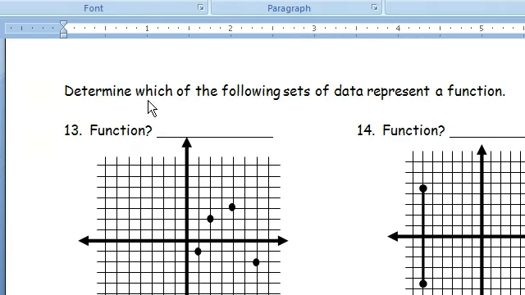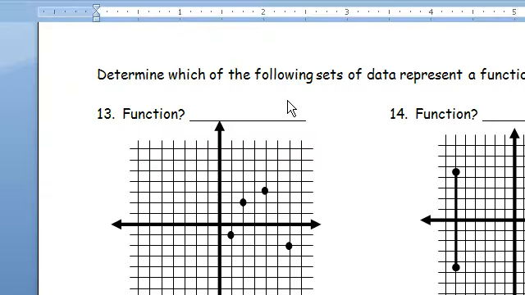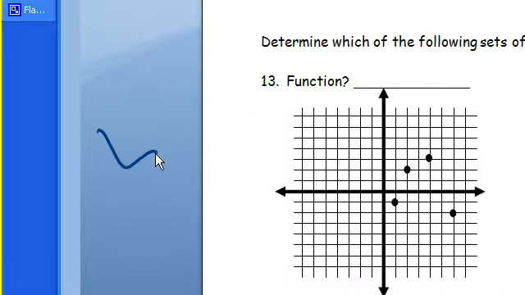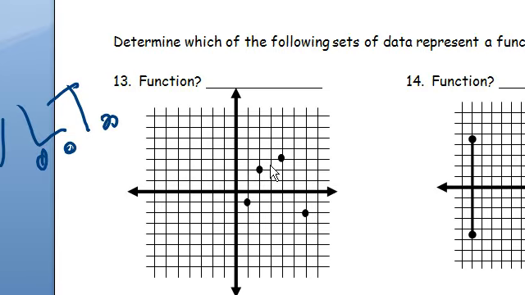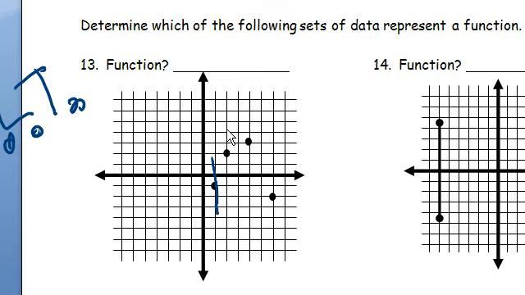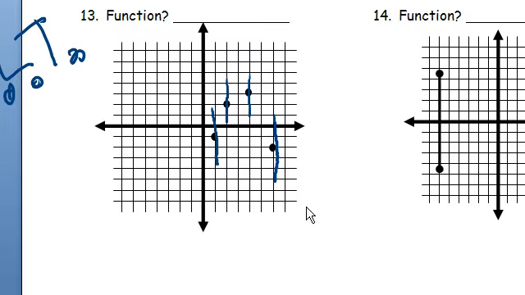So, number 13. Determine which of the following sets of data represent a function. So, if we remember, when we're looking at graphical representations of functions, we use something called the vertical line test, VLT. And that tests to see if any of the values in the domain repeat. So, we can draw a vertical line through here, through here, through here, and through there.